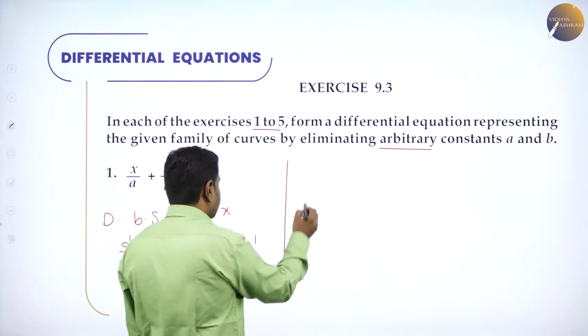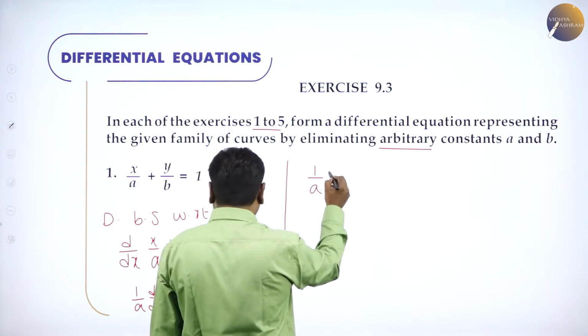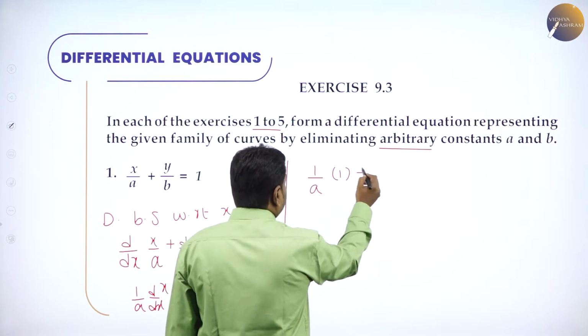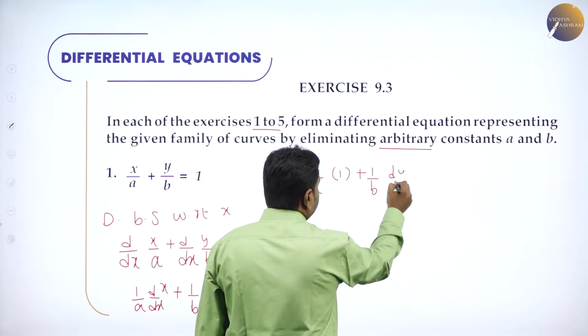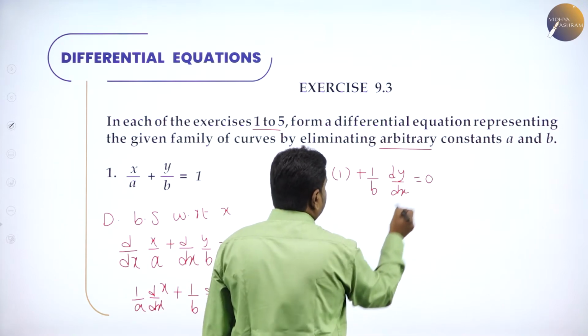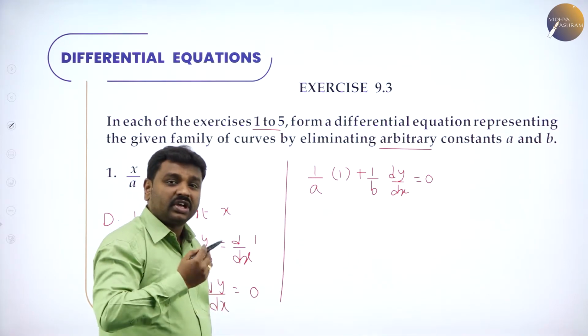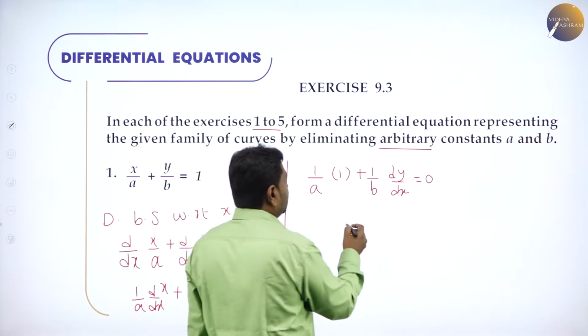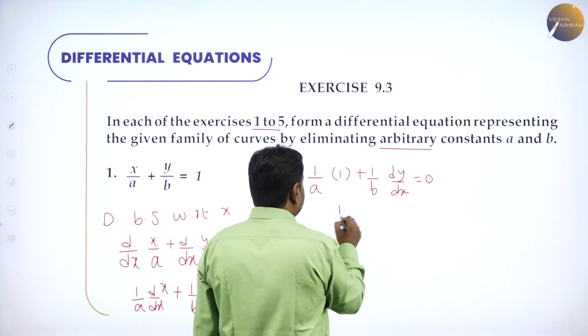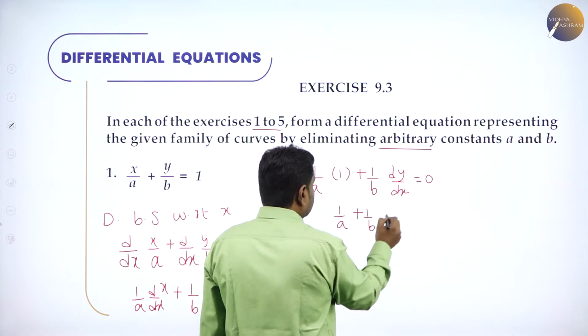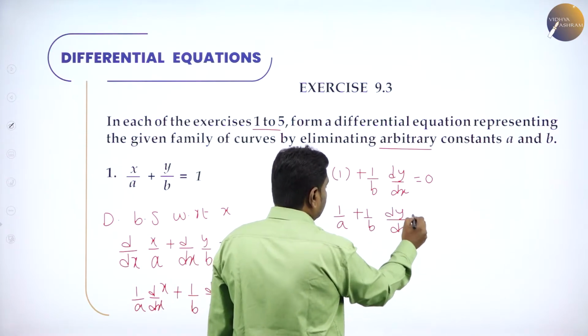Simplify this, I'll get 1 by a into derivative of x, which is 1, plus 1 by b into dy by dx is equal to 0. So now, directly, don't differentiate a second time, because we want to eliminate. Finally, you should not get a and b. So 1 by a plus 1 by b into dy by dx is equal to 0.